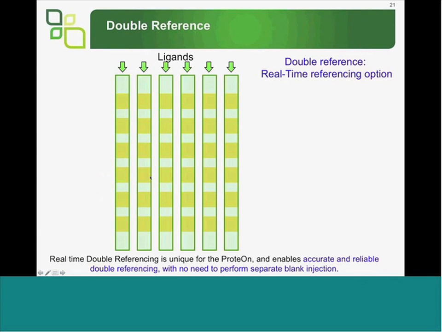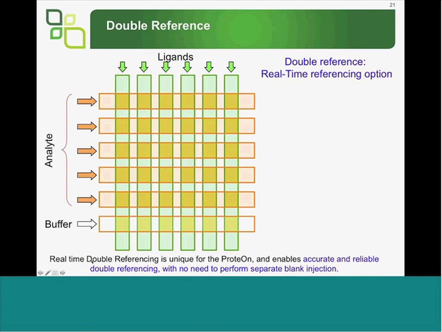And now we have the double referencing, which is unique to the ProteOn and enables accurate, reliable double referencing with no need to perform separate blank injection. Now, how does it work? Again, we have the ligand and we have the analyte, and then we also have a run of the buffer. As we talked before, we have an empty channel on the ligand side. Now we use 5 concentrations and an empty buffer run on the analyte side. So we have 5 concentrations of analyte, and a 6th, an empty buffer run.